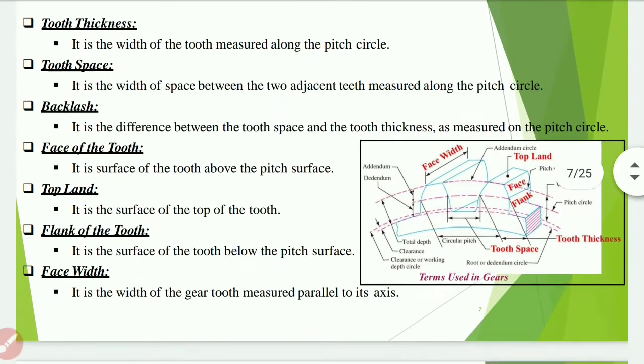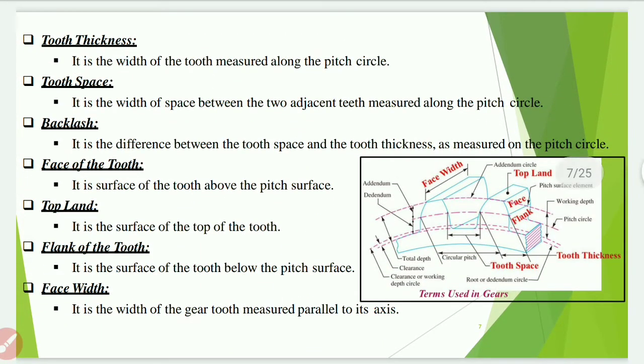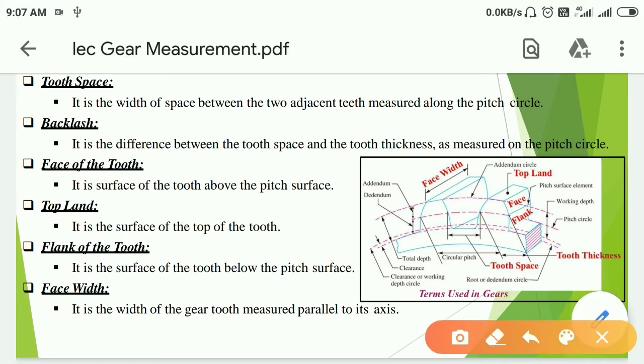Next is tooth thickness. It is the width of the tooth measured along the pitch circle. Here it is indicated on the diagram, tooth thickness. Next is tooth space. It is the width of the space between the two adjacent teeth measured along the pitch circle. Here the indication is tooth space.